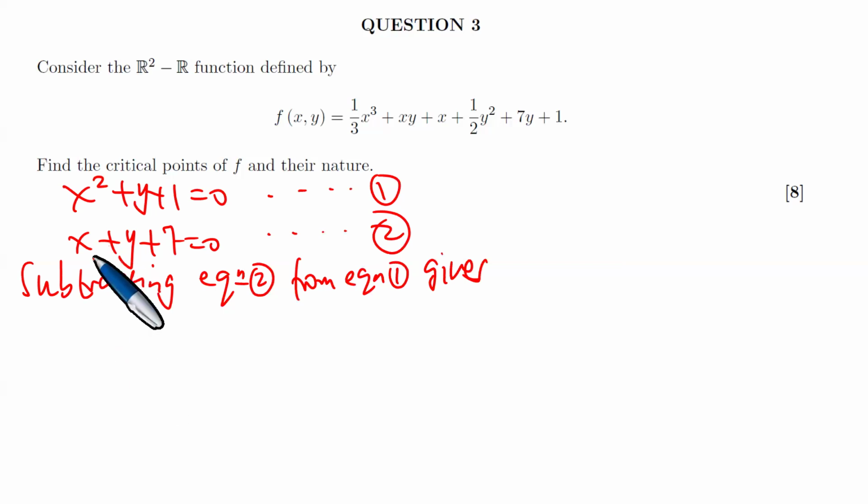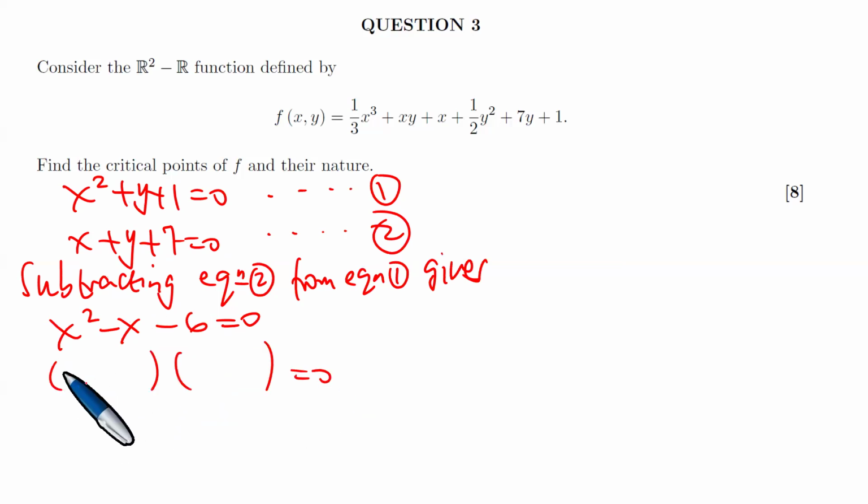Okay, subtracting these two equations. So subtracting equation 2 from equation 1, you'd have x squared minus x. The y minus y is 0, and then we have 1 minus 7 giving us a minus 6. Okay, let us quickly factorize this one.